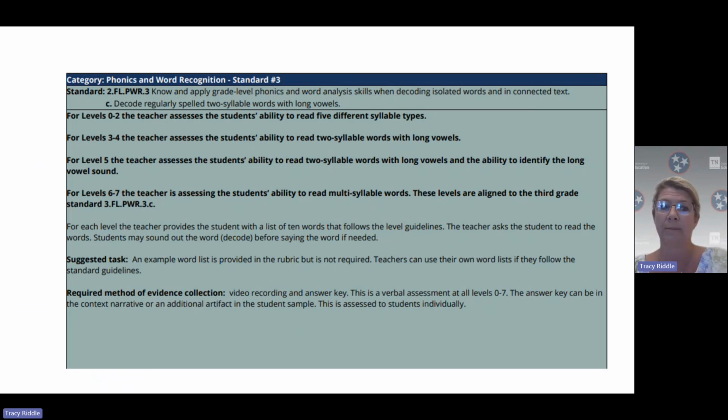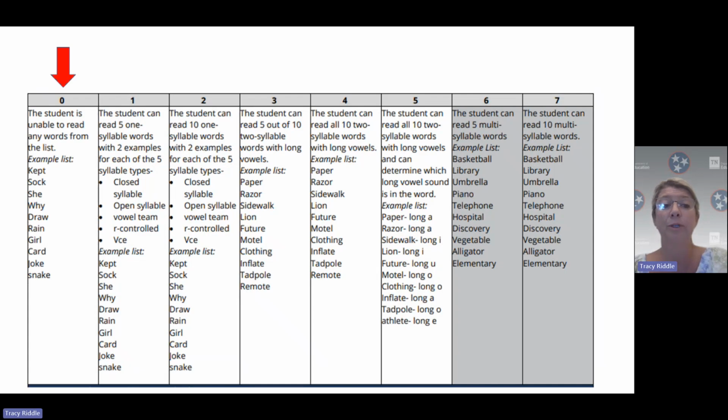Once you have assessed your students, then it is time to look at the rubric to score the student work. At levels 0 through 2, you are assessing the first grade word list, where students are reading one-syllable words with the different syllable types. At level 0, the student is not able to read any of those words. At level 1, the student can read 5 of the one-syllable words.